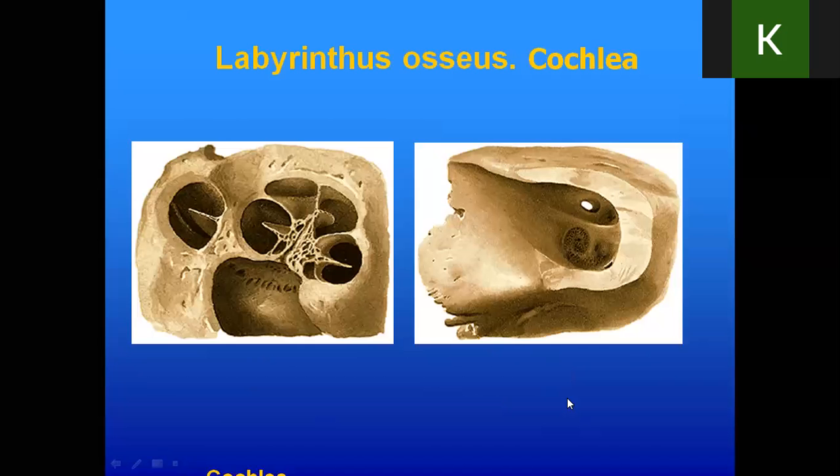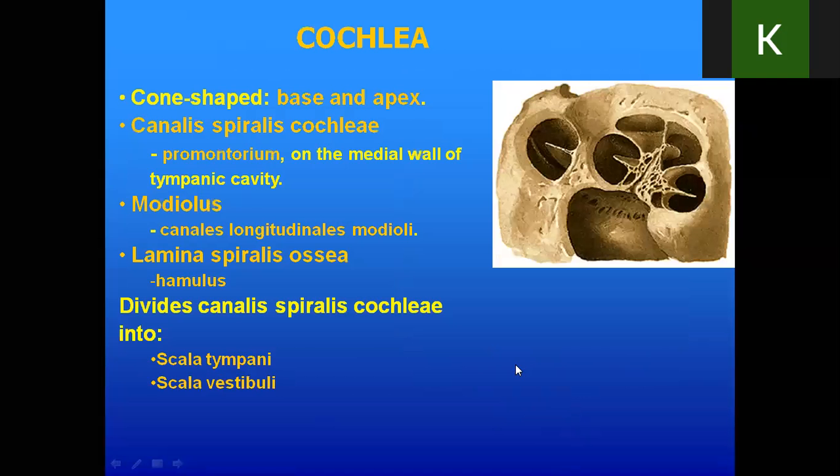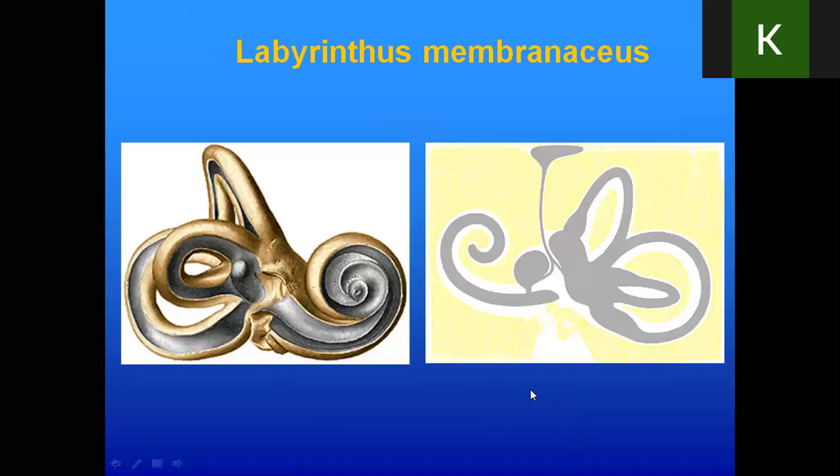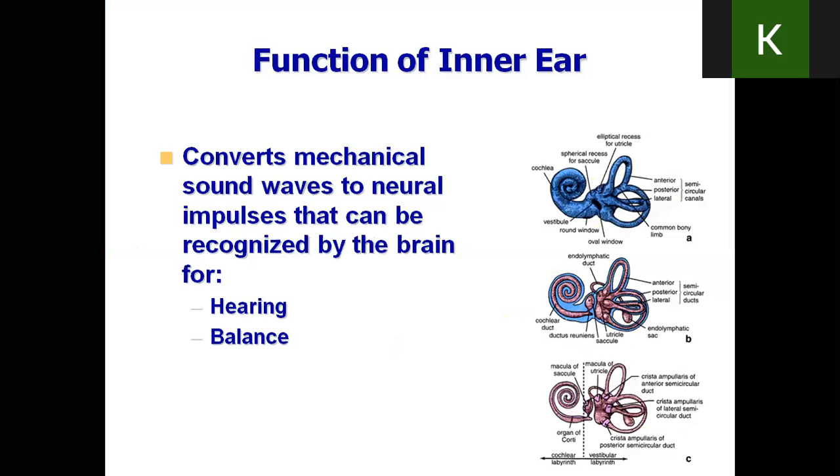Bony labyrinth, cochlea, cut section. Cochlea, another diagram. Membranous labyrinth, another diagram. Now we try to understand the functions of the inner ear. As I am repeating again, only gross anatomy is meant for your level. That is why you try to stick to the gross anatomy. Don't go into the minute details.